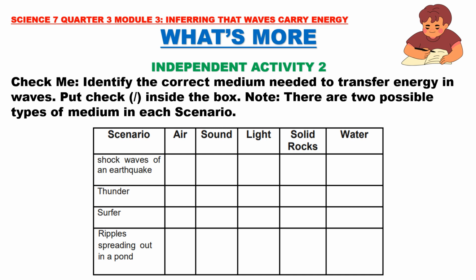Next, independent activity 2. Check me. Identify the correct medium needed to transfer energy in waves. Put a check inside the box. Note there are two possible types of medium in each scenario. So, scenario 1, shock waves of an earthquake. So, saan ba siya pwede mag-travel? Air, sound, light, solid rocks, water. Next, thunder. Next, a surfer. And ripples spreading out in a pond.